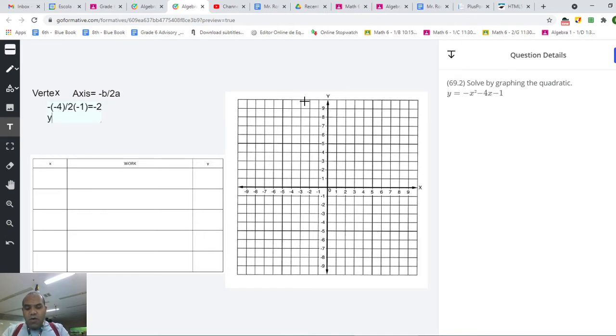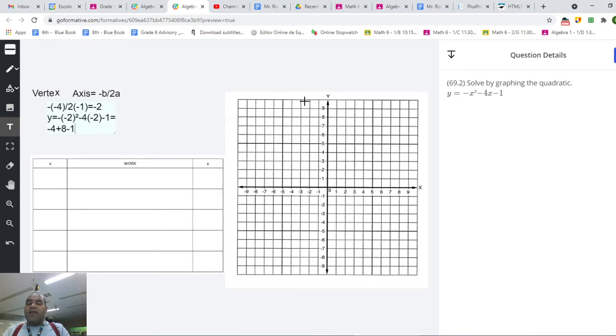Right now, solving for y, okay, y equals negative x squared minus 4x minus 1. In this case, negative 2 squared minus 4 times, who is x? Negative 2 again, minus 1. Negative 2 squared is 4. Negative outside before, negative 4. Then negative 4 times negative 2, positive 8, minus 1.